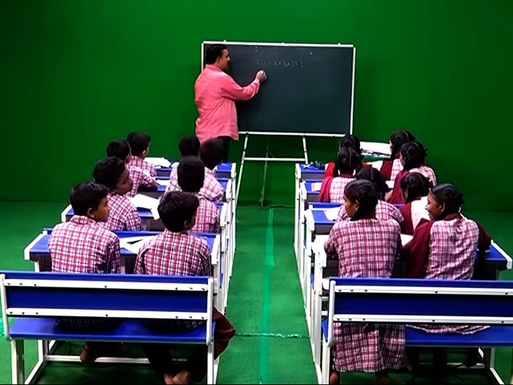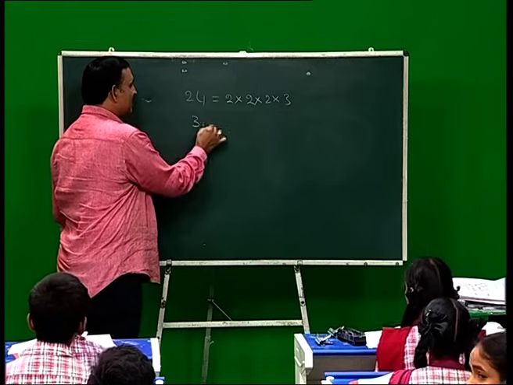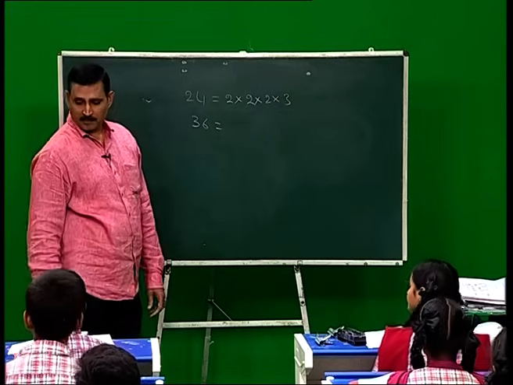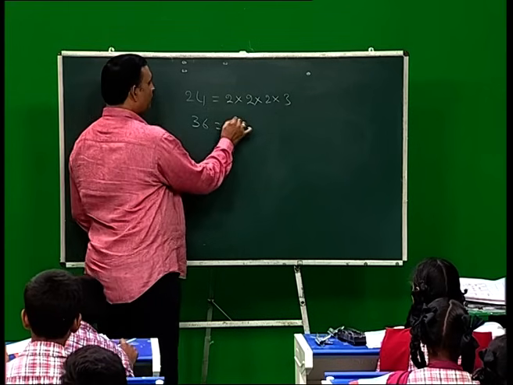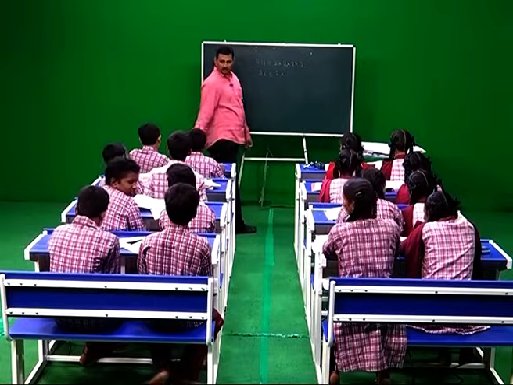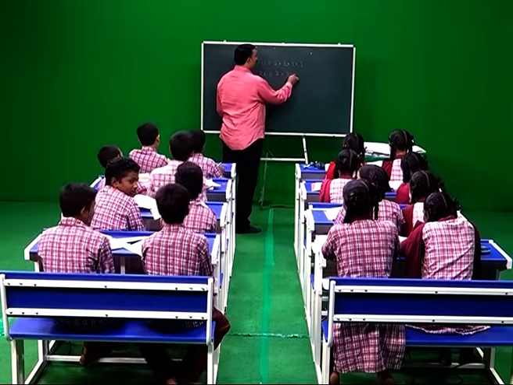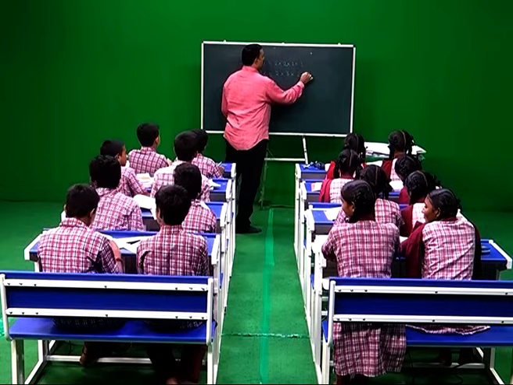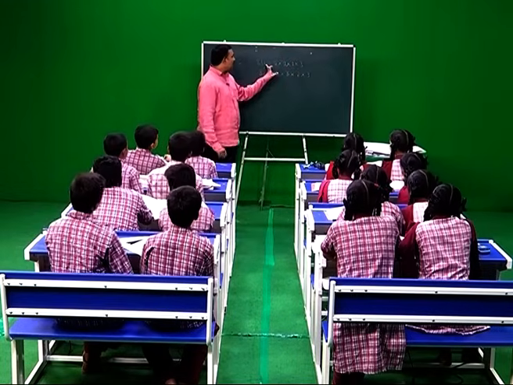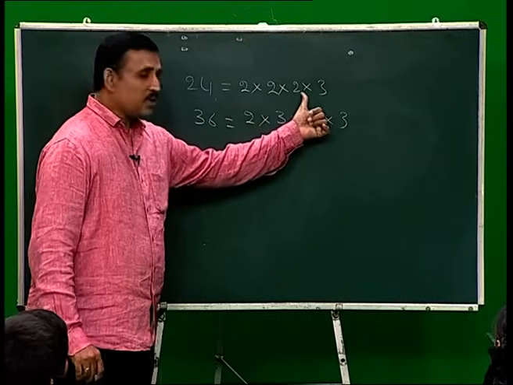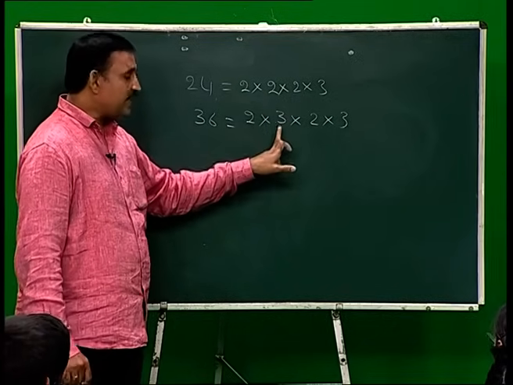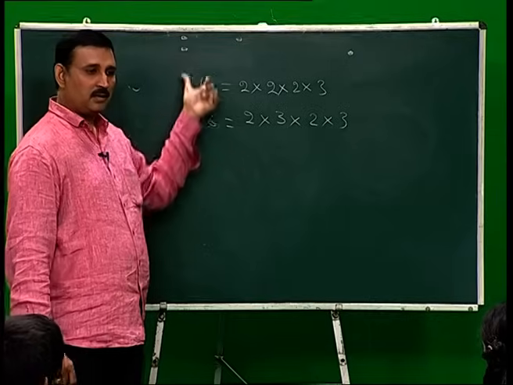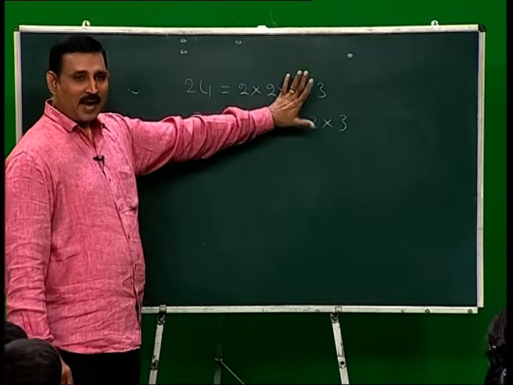And who obtained the number 36? Tell the prime factors. 2 into 3 into 2 into 3. Now you observe here, 2 2s are 4, 4 2s are 8, 8 3s are 24. Likewise here, 3 2s are 6, 6 3s are 18, 18 2s are 36. Right? So the factors are correct.